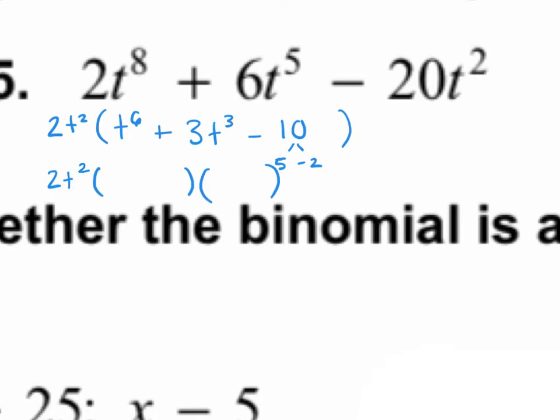How many t's total do we have? 6. So how many t's have to go here and how many go here? T cubed minus 2 times t squared plus 3 plus 2. Perfect. We split up that t to the 6th power into t cubed and t cubed, because that way when we FOIL this back out, we still have 6 t's that we started with.